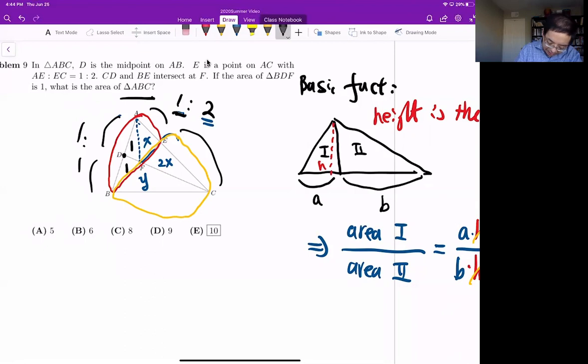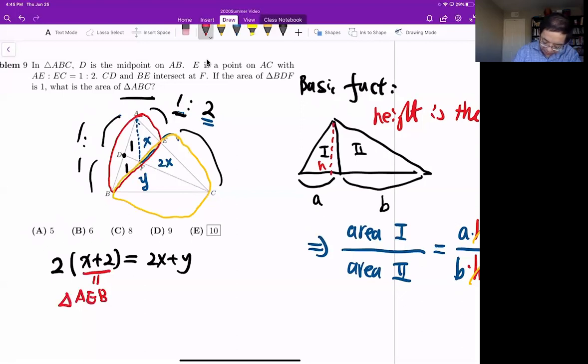Okay, so then I have twice of x plus 2 equals to 2x plus y. Now, this one is the area of triangle AEB, and this is the area of triangle BEC, right? Okay, so that's what we have. From here, if you do some algebra, you quickly figure out, this is 2x plus 4 equals 2x plus y.